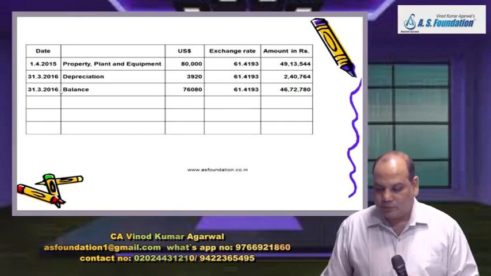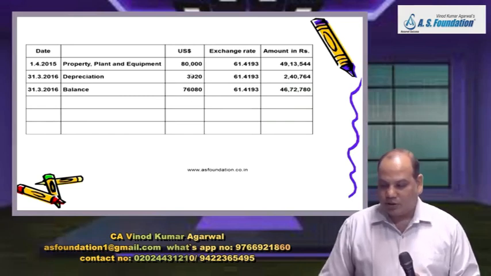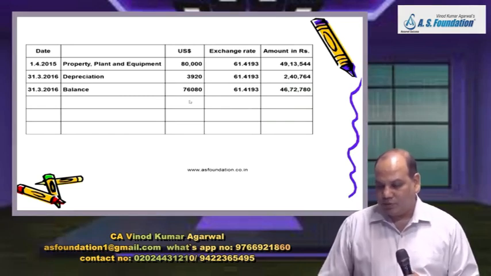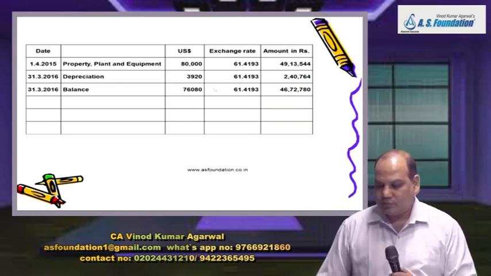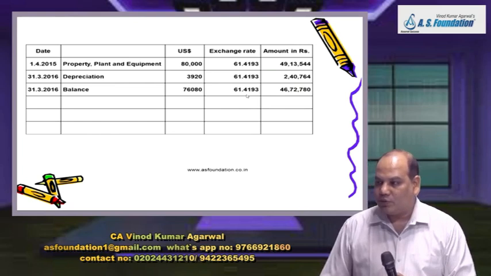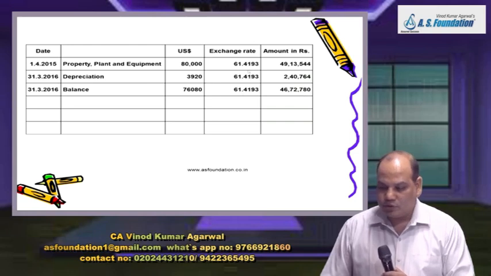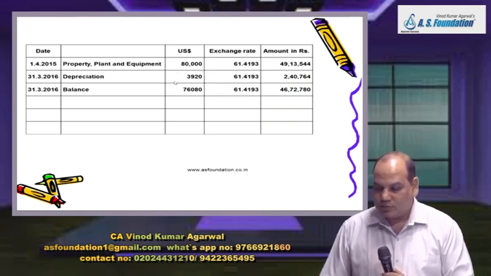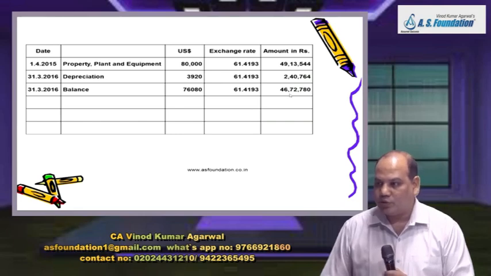Then the fixed asset will appear in the SOFP at 76020. Check the balance. Multiplied by 61.4193, 4672780. So this is the accounting of PPE. When you buy the fixed asset, credit bank, depreciation to PPE, and this amount will appear in SOFP.